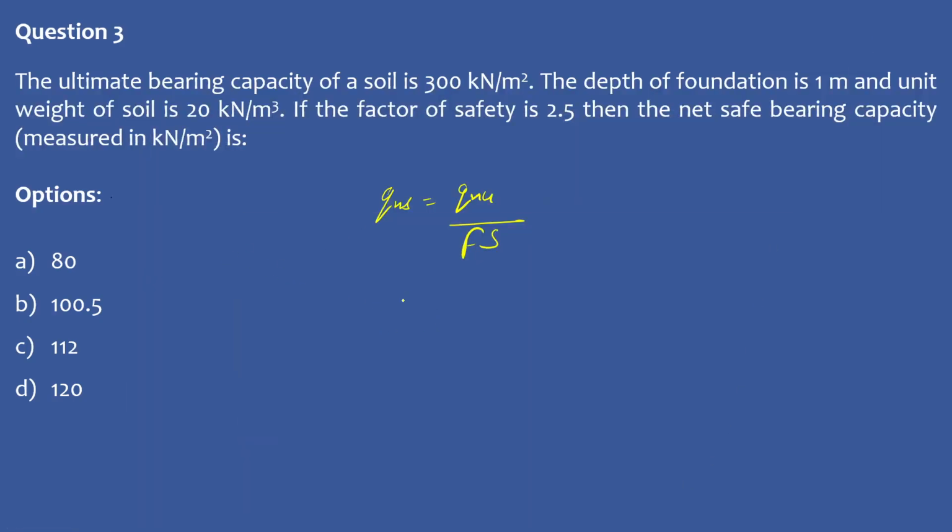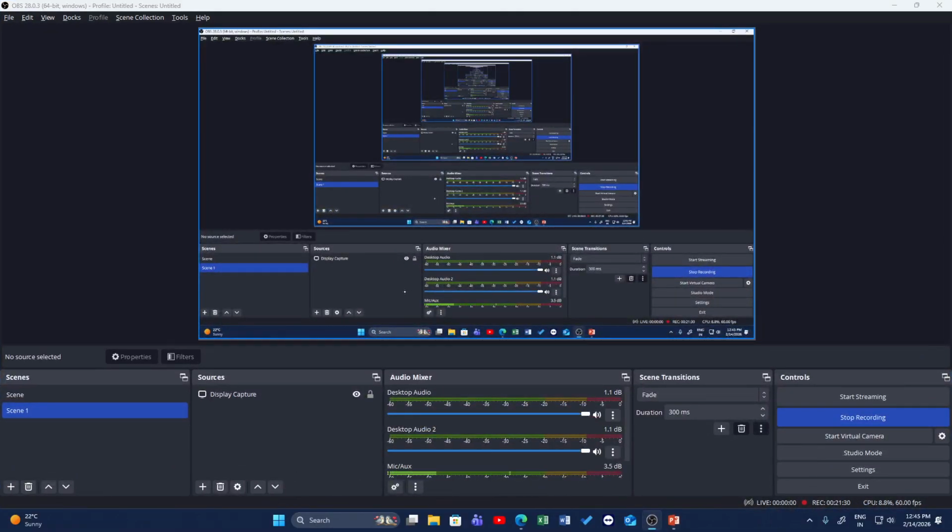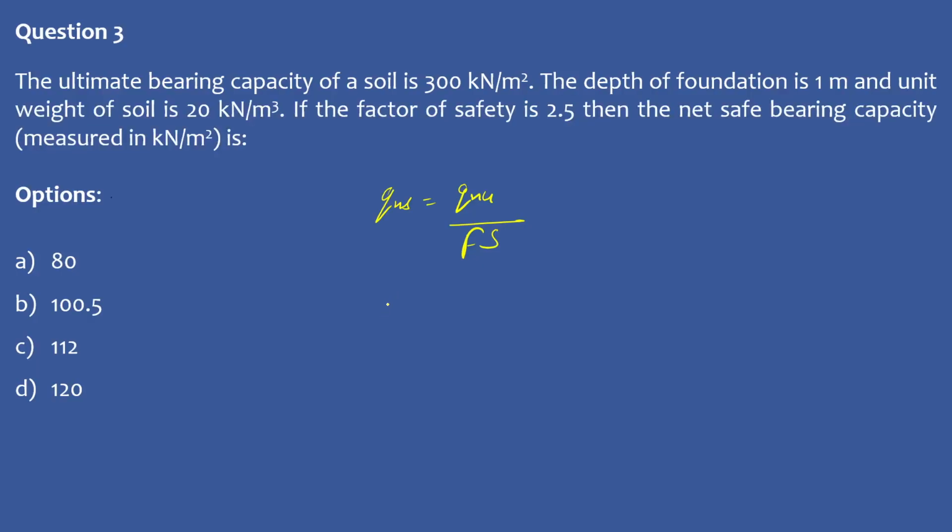QNS, QNS, factor of safety. So QNS equals QNU by factor of safety, and let's check this.